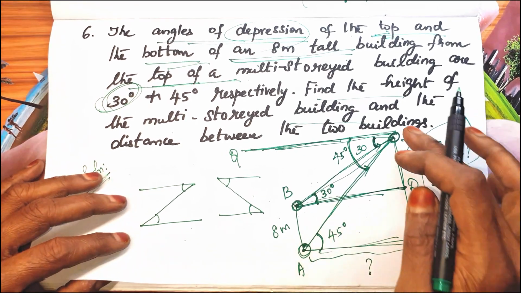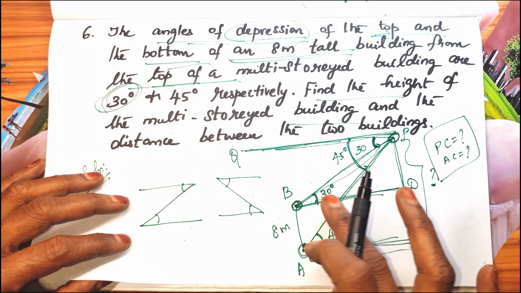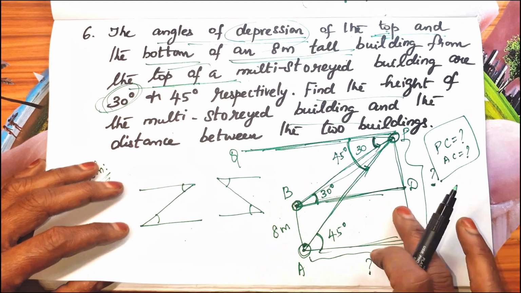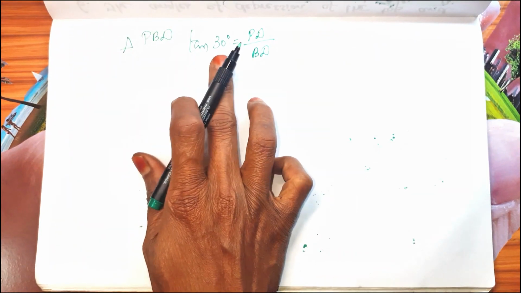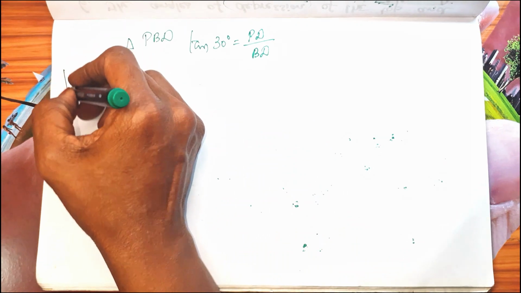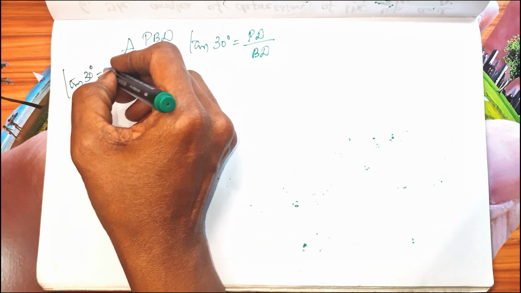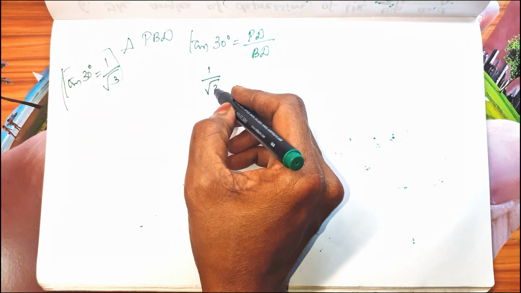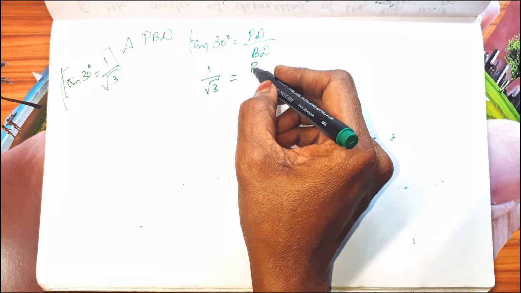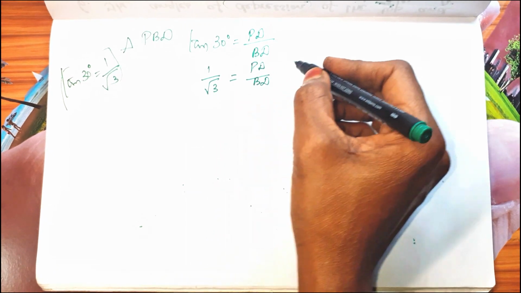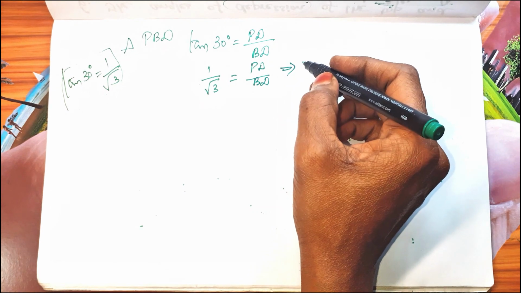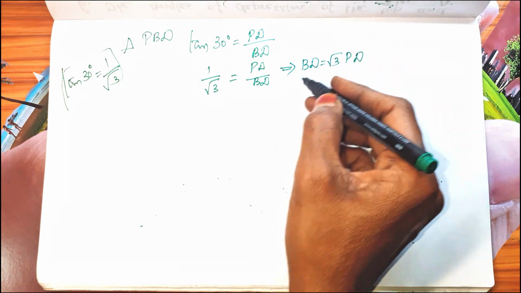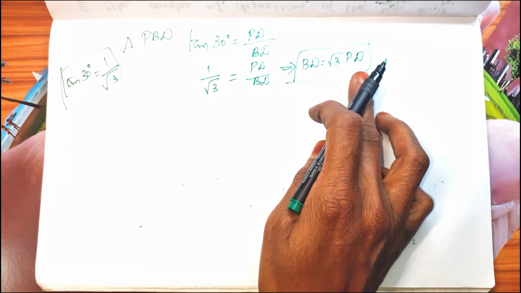Now consider this triangle PBD. In that, tan 30 is equal to the opposite side PD by the adjacent side BD. Tan 30 is equal to PD by BD. What is the value of tan 30 degrees? 1 by root 3. So when we substitute, 1 by root 3 equals PD by BD. When we cross multiply, we get BD is equal to root 3 PD. So this is the relation connecting BD and PD.